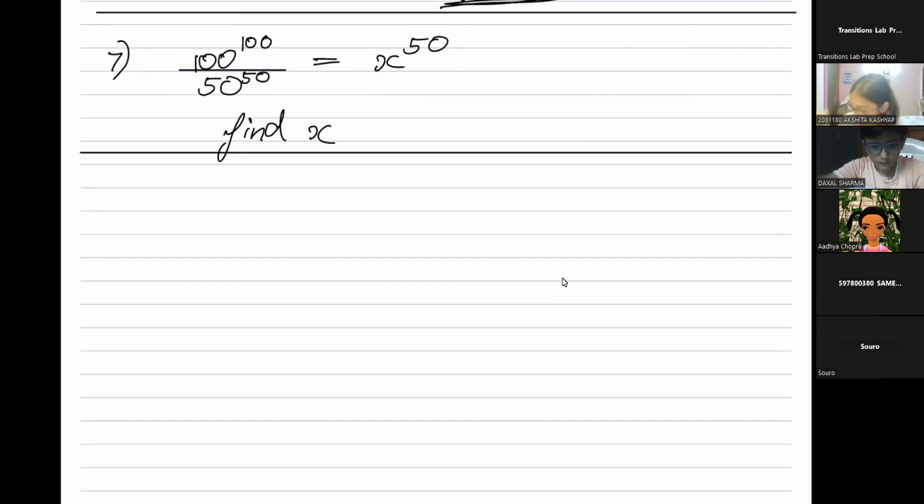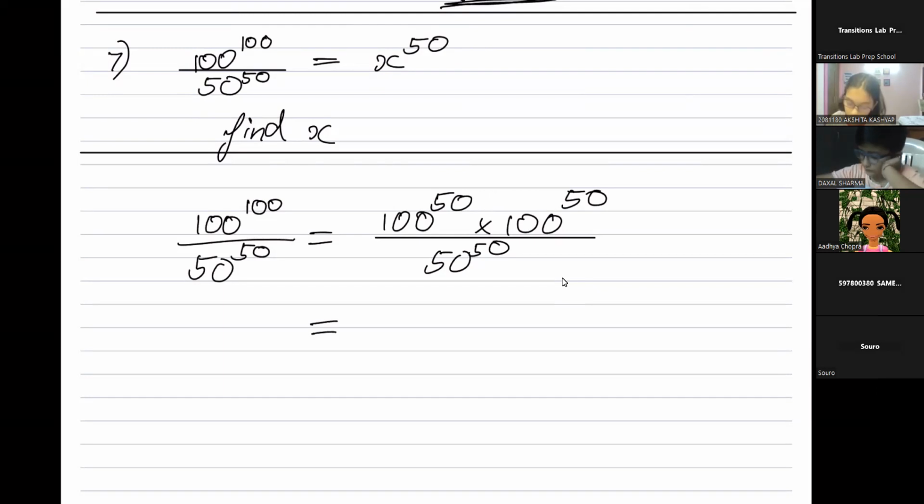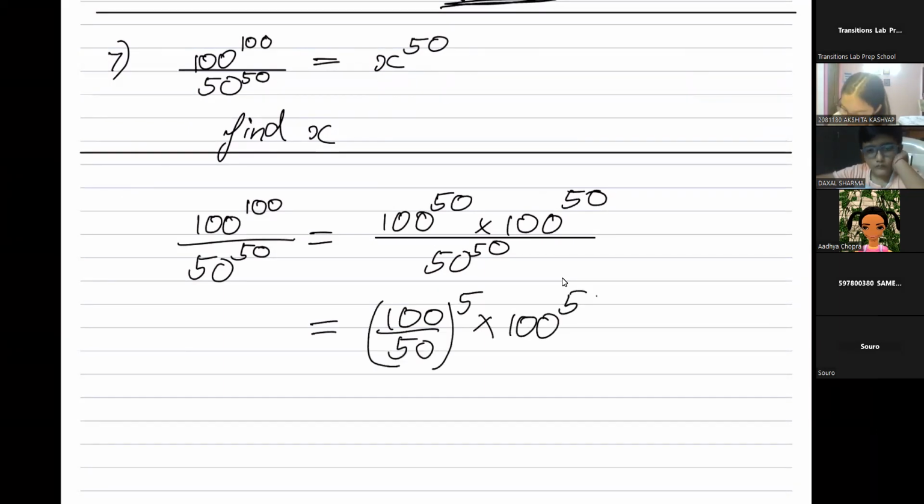Okay, this is pretty straightforward. 100 to the power 100 upon 50 to the power 50. You can split the top 100 as 100 to the power 50 multiplied by 100 to the power 50. And in the denominator, we'll still have 50 to the power 50. Now I can take it common, so I'll have 100 upon 50, power 50, multiplied by 100 to the power 50.